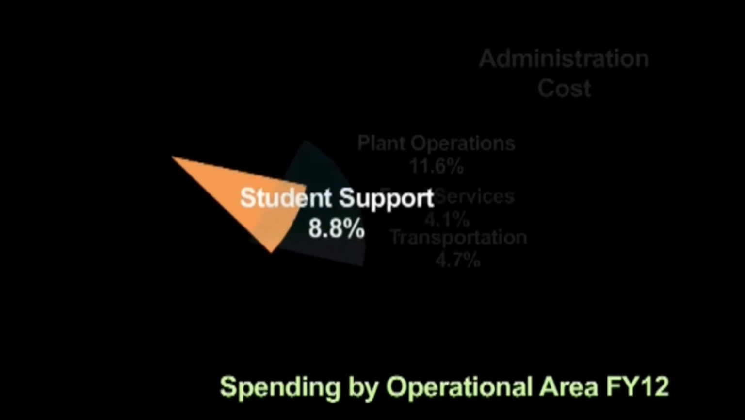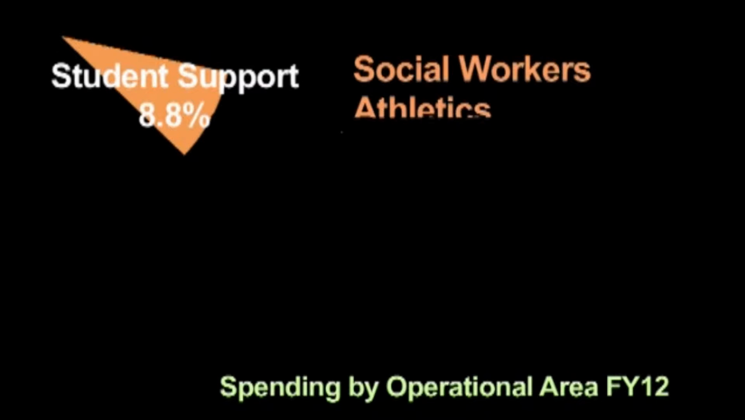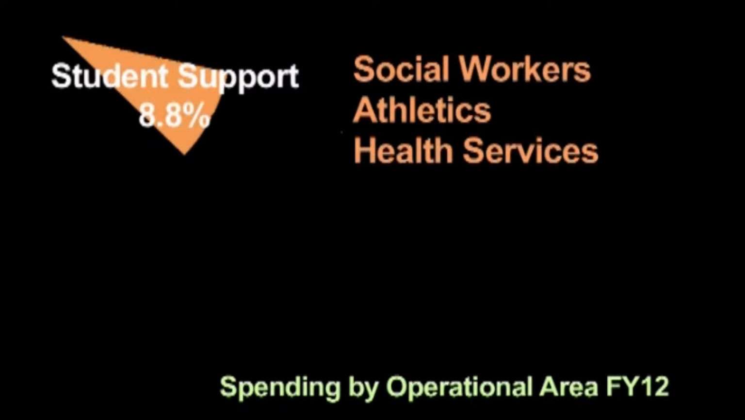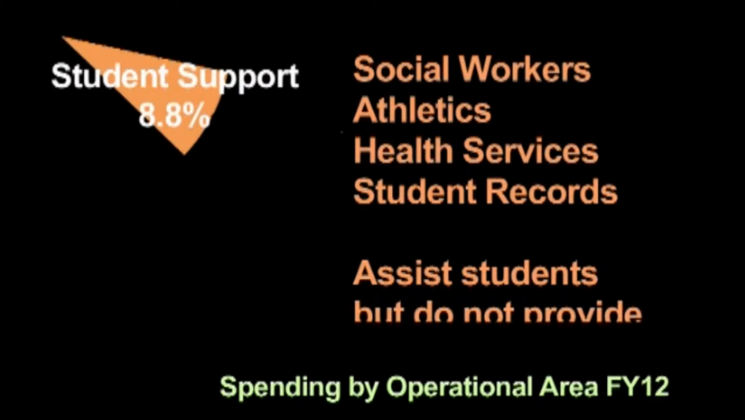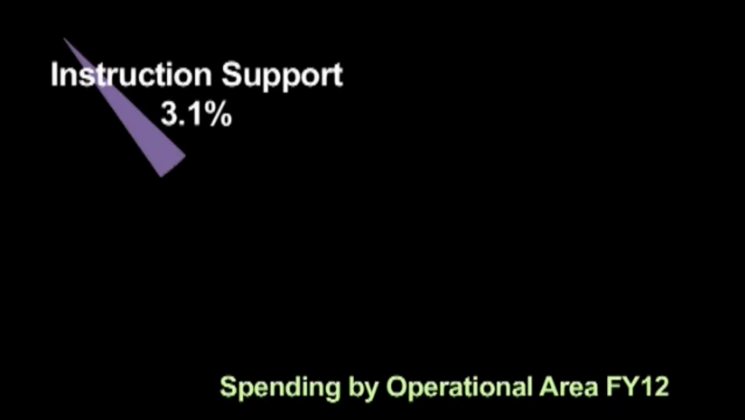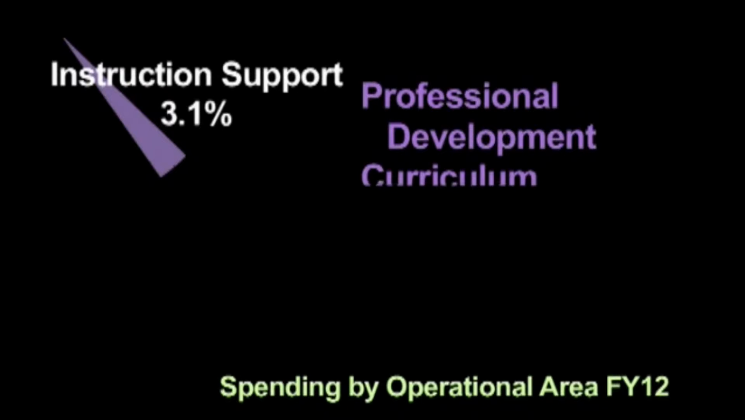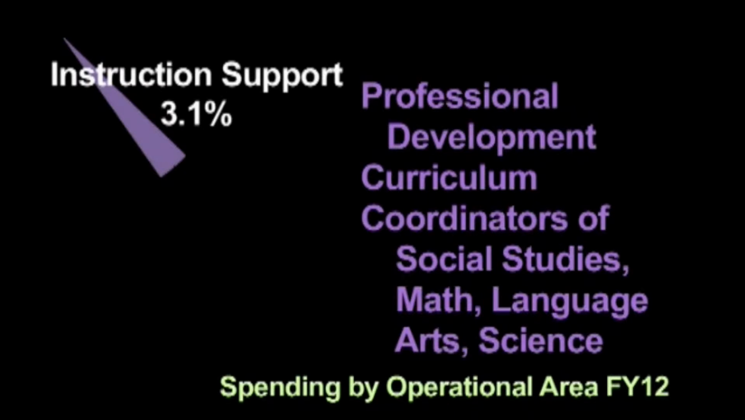First of all, with student support, these are services that provide direct services to students, although those services are not education services. So for example, that would include your social workers, your athletics, your health services. There's also some other student-specific positions like student records. These are all the types of positions that assist students but are not providing education for those students. Another area is the instruction support. Here, these people provide services that help the teachers provide instruction or support the educational program itself. So you would see things like professional development fall under that area, or curriculum, or the coordinators of the different subjects of education fall into that area as well.